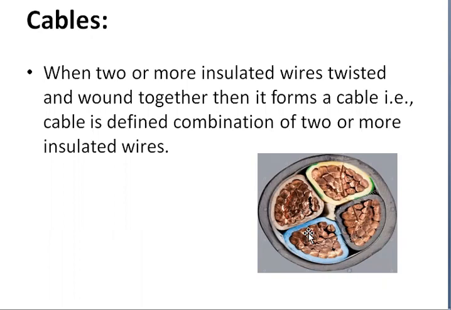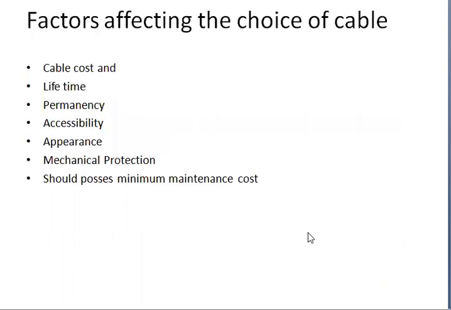And coming to these cables, the factors affecting the cables are cable cost, lifetime, permanency, accessibility, appearance, mechanical protection, and it should possess minimum maintenance cost. That means, coming to the first one, that is cable cost, it is the most important factor in choosing the cable for a particular application.